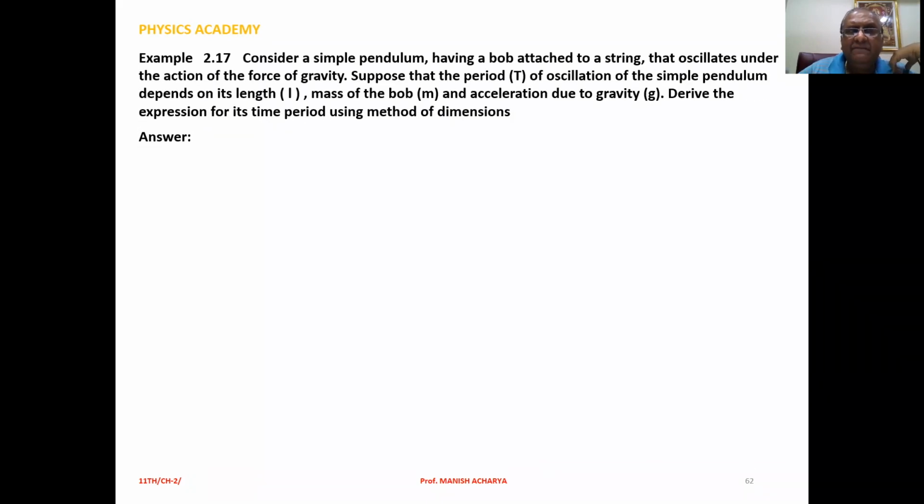Say one can derive the equation of any physical quantity in terms of some other physical quantities. Here that application is given to you as an example. Okay. Now see the next example.